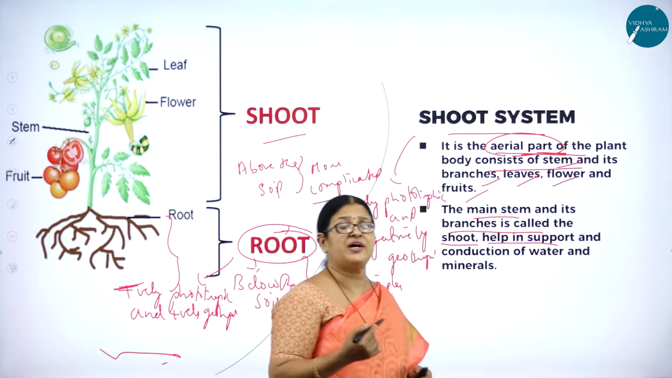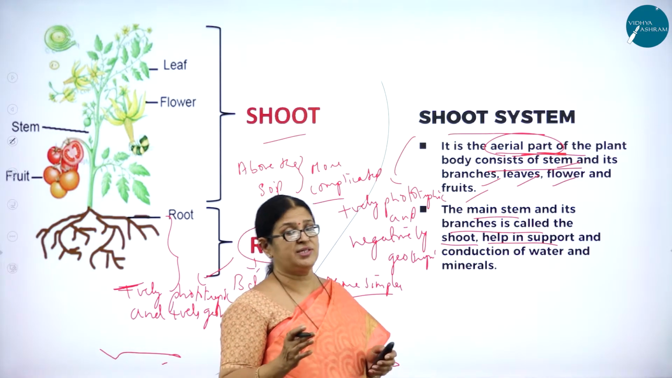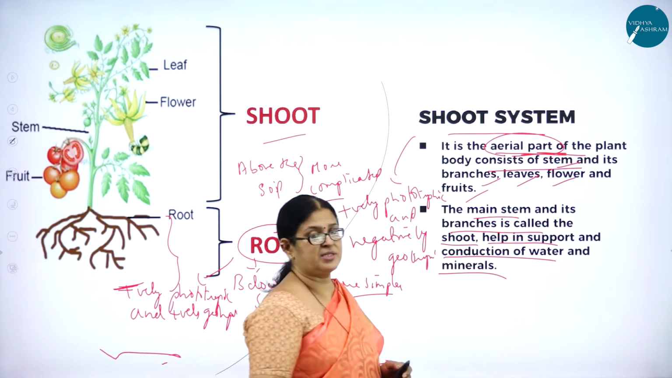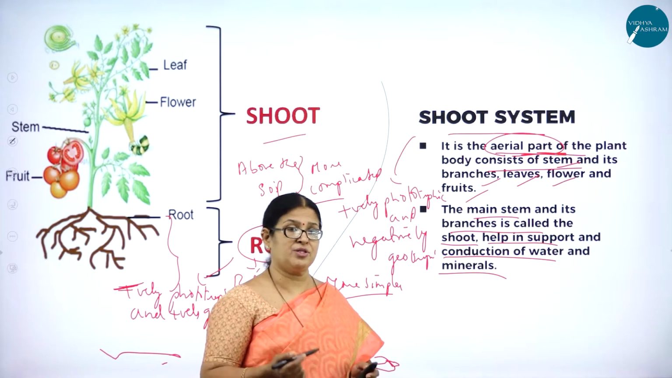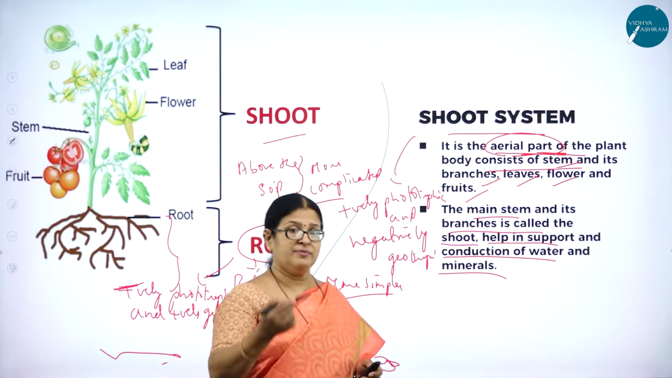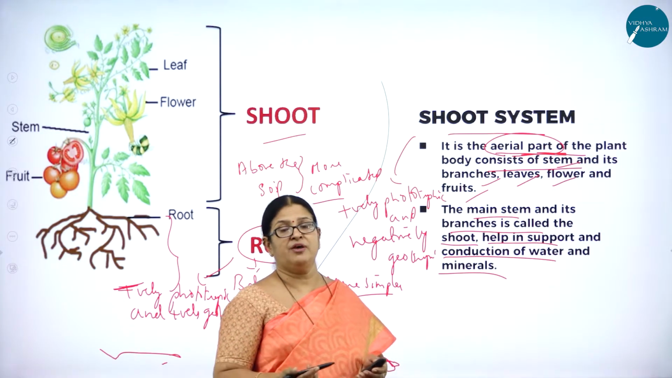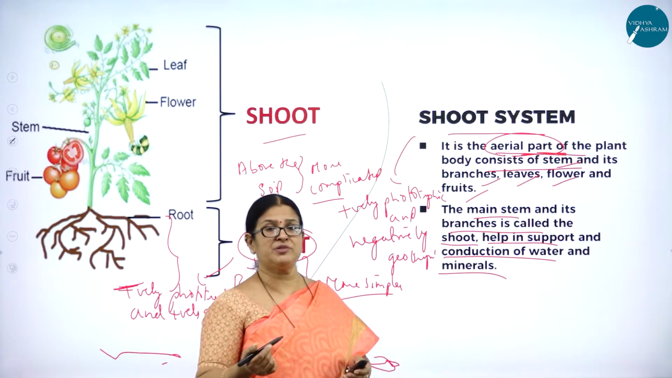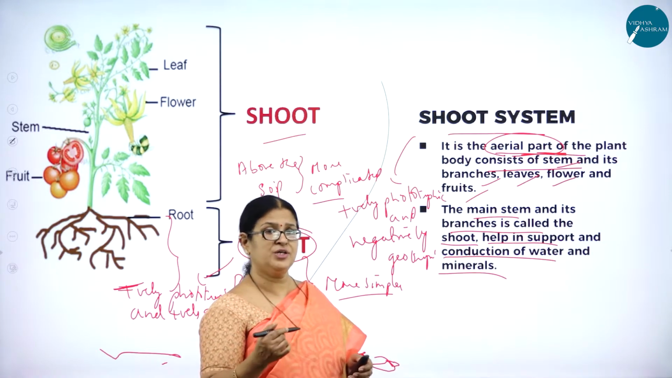So what is the main function of the stem? It bears all the other parts of the plant body, and it also gives support and conduction of water and minerals. And the stem is also very much involved in conduction of water and mineral salts. As I said, xylem conducts water from downwards to upwards, whereas phloem conducts food from upwards to downwards. As you know, the food is prepared where? In the leaves, and leaves are a part of the shoot system.